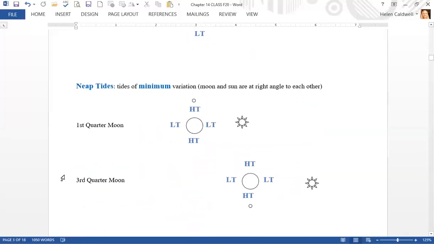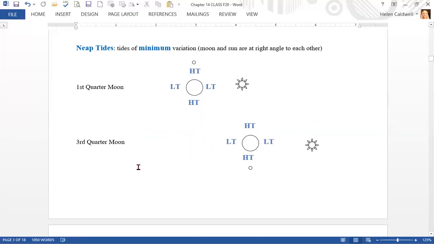Neap tides are tides of minimum variation. So that means that the high tide's not all that high and the low tide's not all that low. And that's because the moon and the sun are at 90 degrees to each other. So that's that first quarter and third quarter position for our moons. And again, for high tide, you find the moon, you line up your pencil with the Earth and the moon, and that's the line the high tides fall on. And at 90 degrees to that will be the low tide.